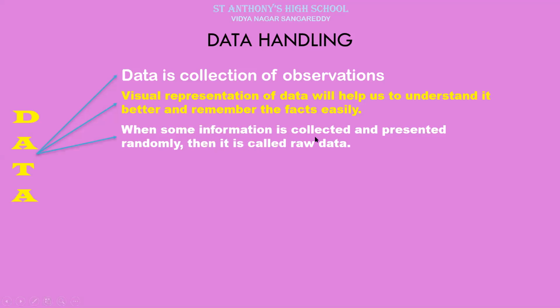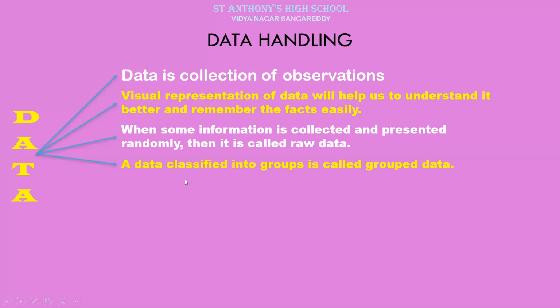When some information is collected and presented randomly, it is called raw data. For example, if we wrote an exam in our class, and all the class students' marks are collected randomly. If we are discussing in a group with our friends, we can say our marks randomly, but there is no sequence and no presentation. So that is raw data.